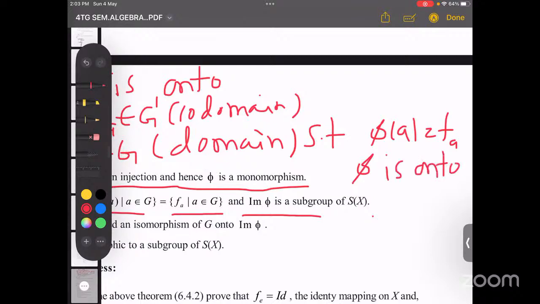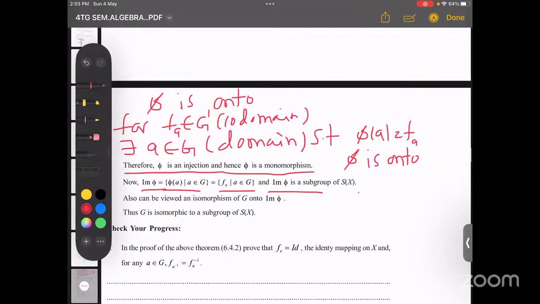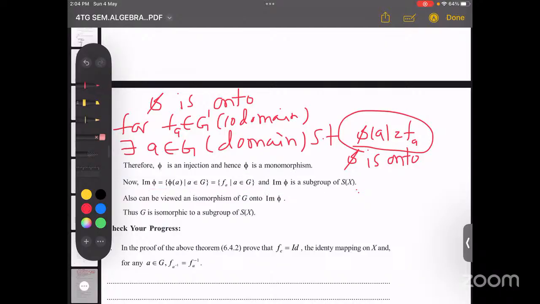Okay. So if you want, you can write like this also for the onto definition. That is to prove that pi is onto. Okay. So pi is onto means for f of A, whatever the function f of A we have defined, if it belongs to G dash, the codomain, there exists A belonging to G, the domain, such that pi of A equals f of A. Okay. Therefore, pi is onto. So all the conditions are satisfied. Therefore, thus G is isomorphic to a subgroup of S of X. Okay.